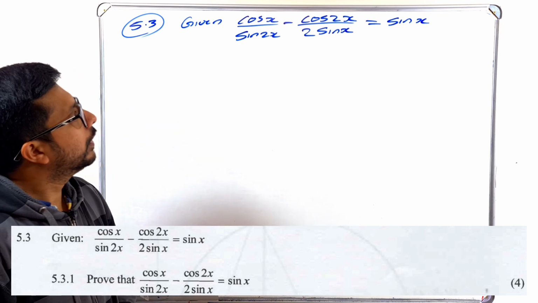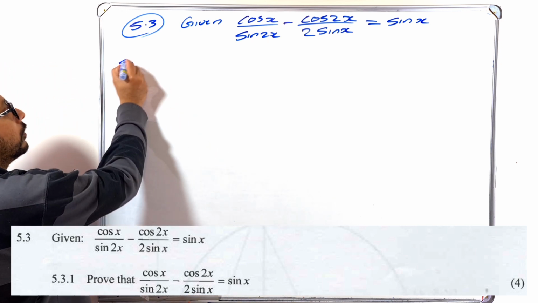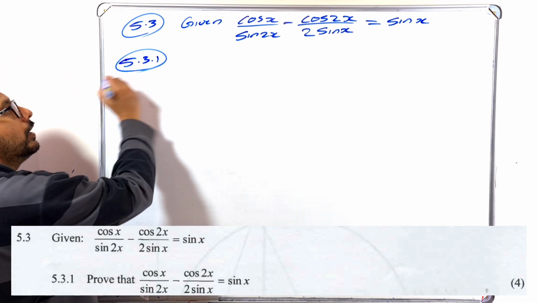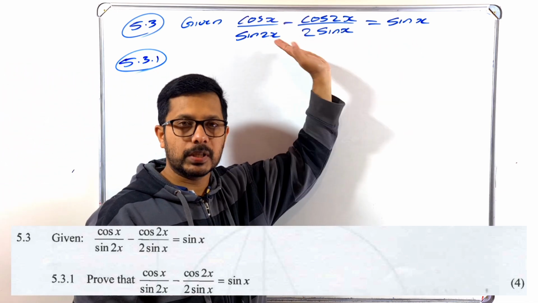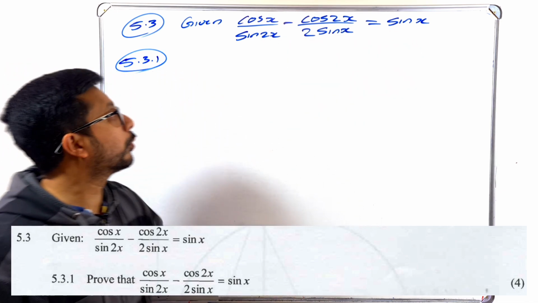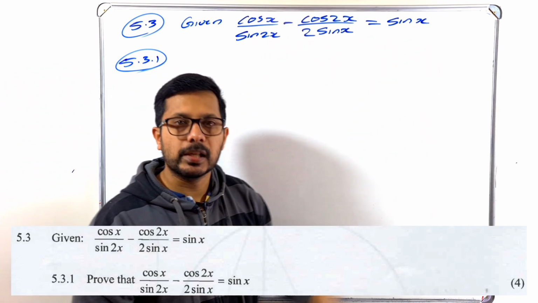Okay, now what is the first question? 5.3.1. 5.3.1 is you have to prove that the left side is equal to the right side. You have to prove this one. If you simplify this one, you will get sin x. That is the first question.